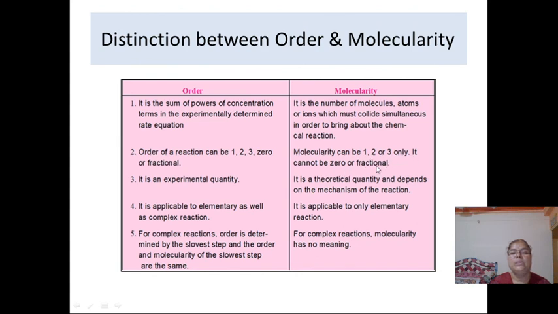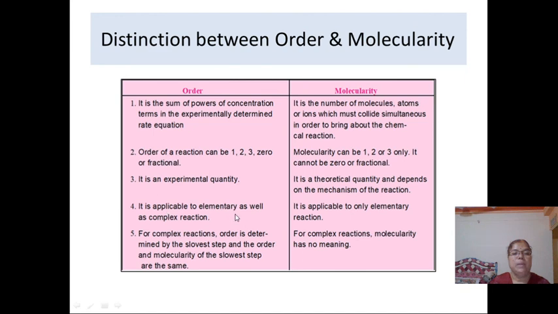It cannot be 0 or a fractional number. Then the order of reaction is determined experimentally; order is an experimental quantity, and molecularity is a theoretical quantity and depends on the mechanism of the reaction.